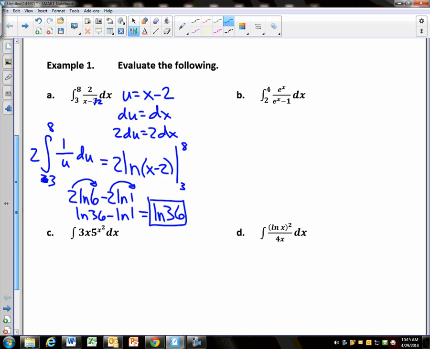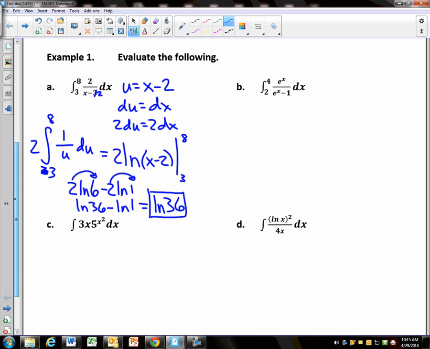All right, let's try the next one. Ooh, e to the x over e to the x minus 1. No, because it's a definite integral. If it was indefinite, then we would need a plus c.